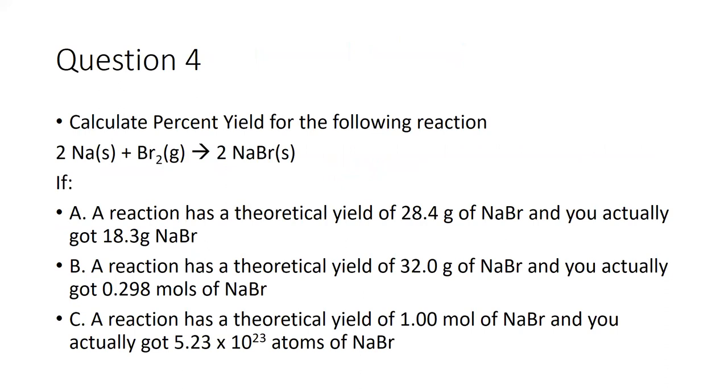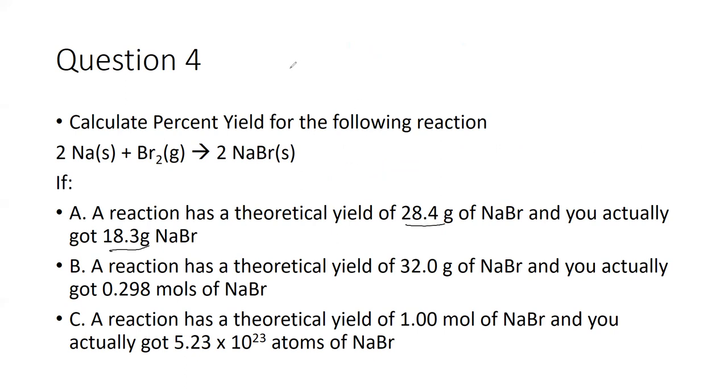So calculate percent yield for the following reaction if, and I have three scenarios here, A, B, and C. So I will start with A, and then allow you to tackle B and C, and we'll call class after that. So A, I have a theoretical yield of 28.4 grams of sodium bromide, but I actually got 18.3.